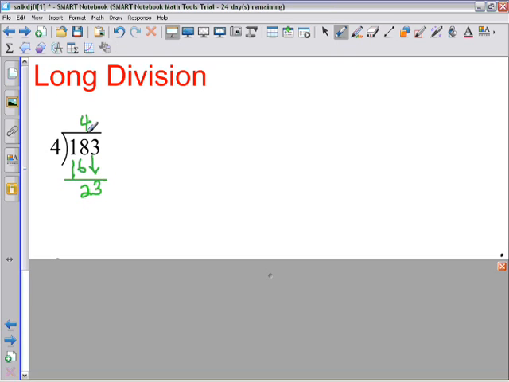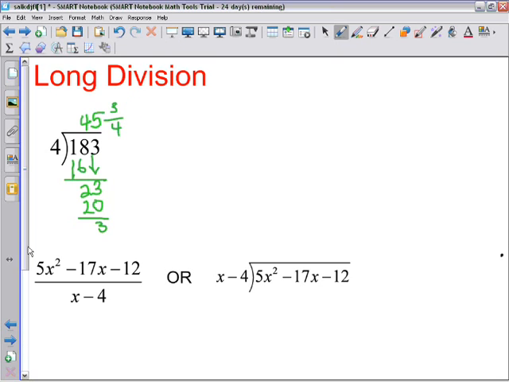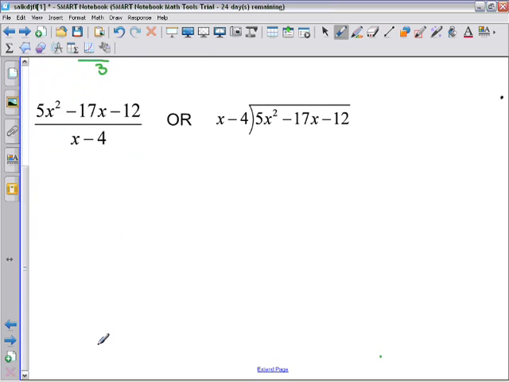Divide the 23 by 4 to get 5. And then multiply the 5 and 4 to get 20, and have a remainder of 3. So the answer is 45 and 3/4. Now with polynomials, you can either have it as a fraction or use long division.